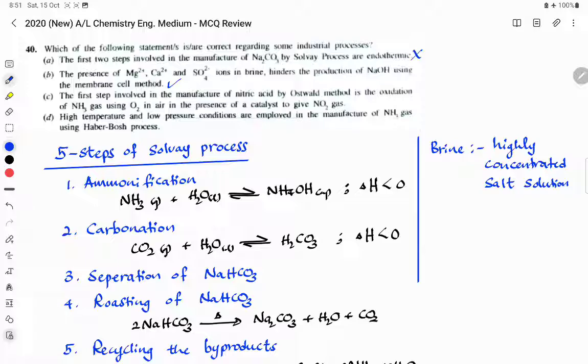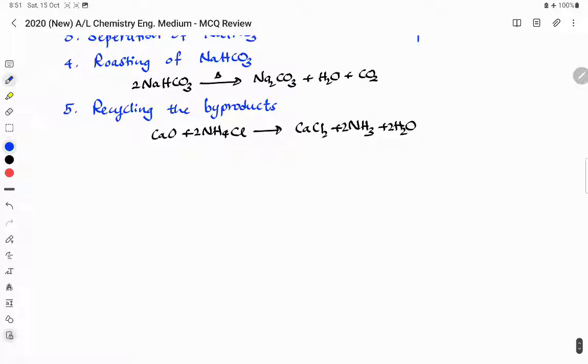Statement C. The first step involved in the manufacture of nitric acid by Oswald method is the oxidation of ammonia gas using oxygen in air in the presence of a catalyst to give NO2 gas. This is wrong. It doesn't give NO2 gas, it gives NO gas. Let me show you the reaction. 4 ammonia gas reacts with 5 oxygen gas to give 4NO nitric oxide, 4NO gas and 6H2O gas. This is the first step.